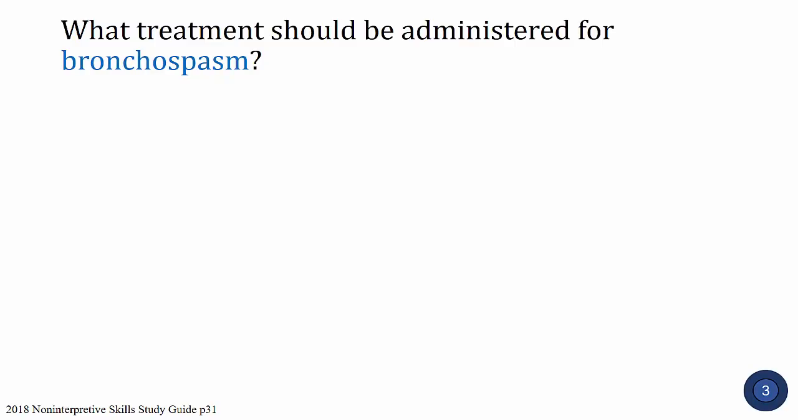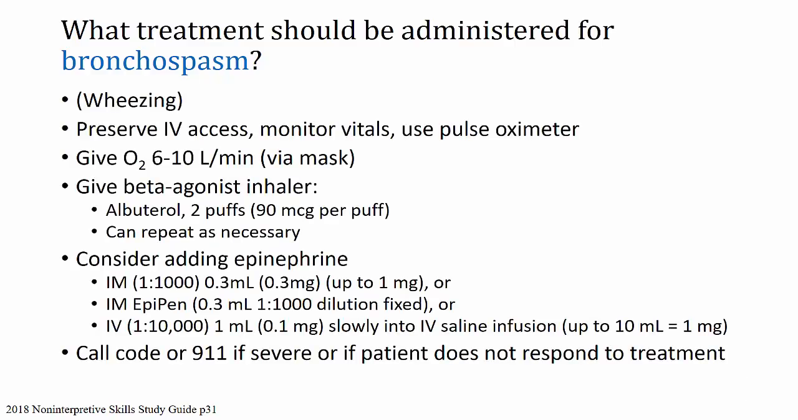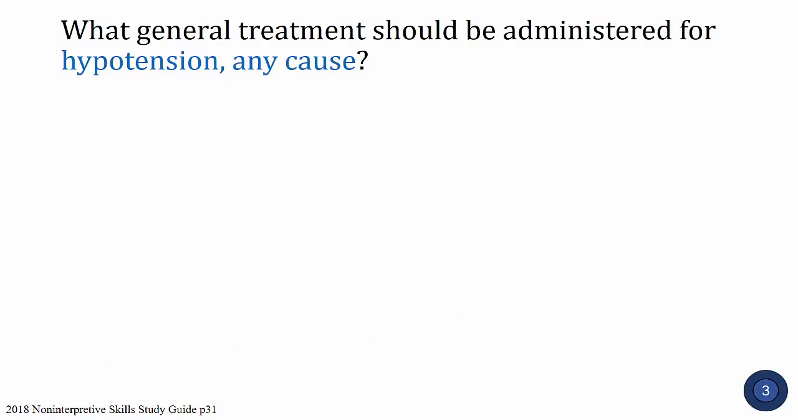Next question. What treatment should be administered for bronchospasm? So bronchospasm is manifested by wheezing. And again, IV access, vitals, pulse ox, give oxygen. And we give a beta agonist inhaler, usually albuterol, 2 puffs, and we can repeat as necessary. And if needed, we can consider adding epinephrine. And again, call a code or 911 if it's severe or if the patient doesn't respond to treatment. In general, if we're thinking about adding epinephrine, we probably should be calling for help. Next question. What general treatment should be administered for hypotension of any cause?